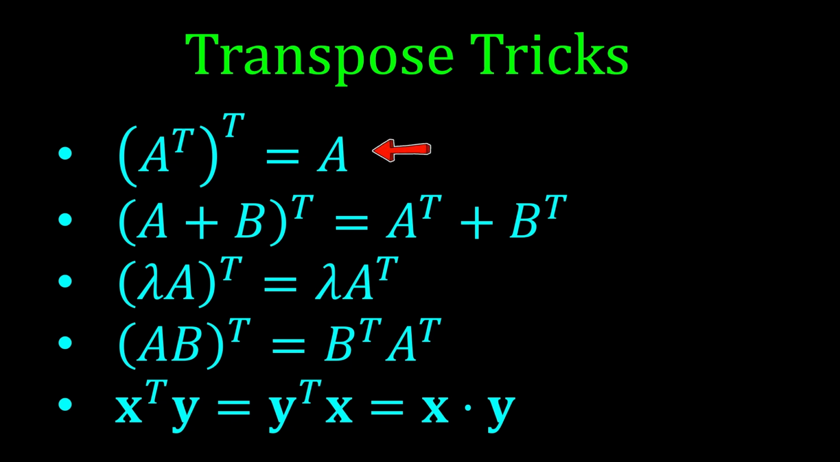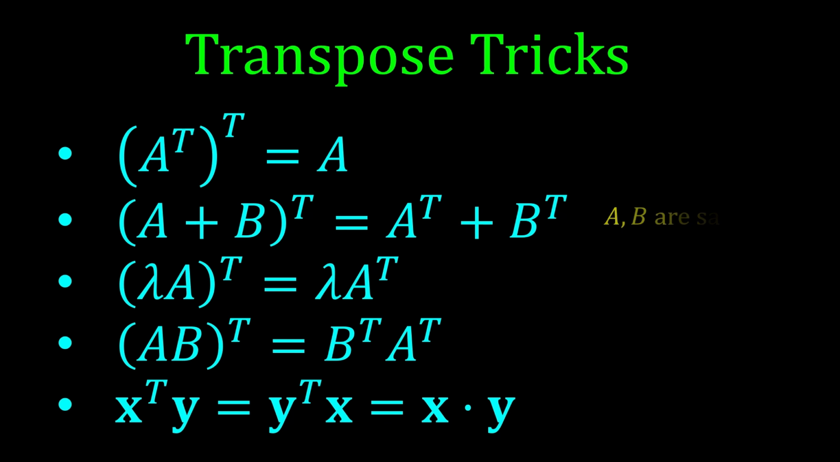A transpose transpose equals A, that's kind of pretty obvious. The next two formulas tell you the transpose is linear, meaning you can split it up over sums of matrices, and you can also take scalar multiples out. There's also a product rule. You switch the order. That's very important, especially because matrix multiplication is not commutative, so the order actually matters.